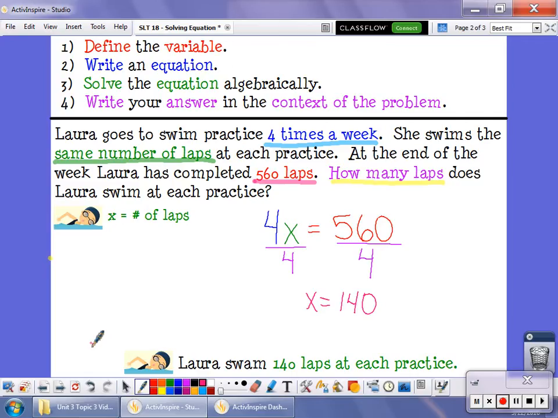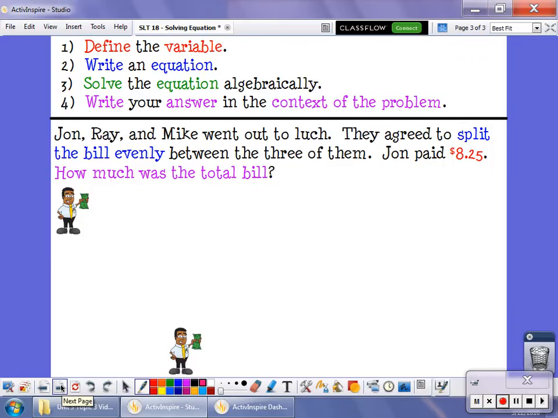Let's look at one more problem. John, Ray, and Mike went to lunch. They agreed to split the bill evenly. So they're going to split it evenly among the 3 of them. John paid $8.25. So my question is, how much was the total bill? What I'm trying to figure out is how much the total bill was. So that's going to be my variable. M is going to be the cost of the total bill.